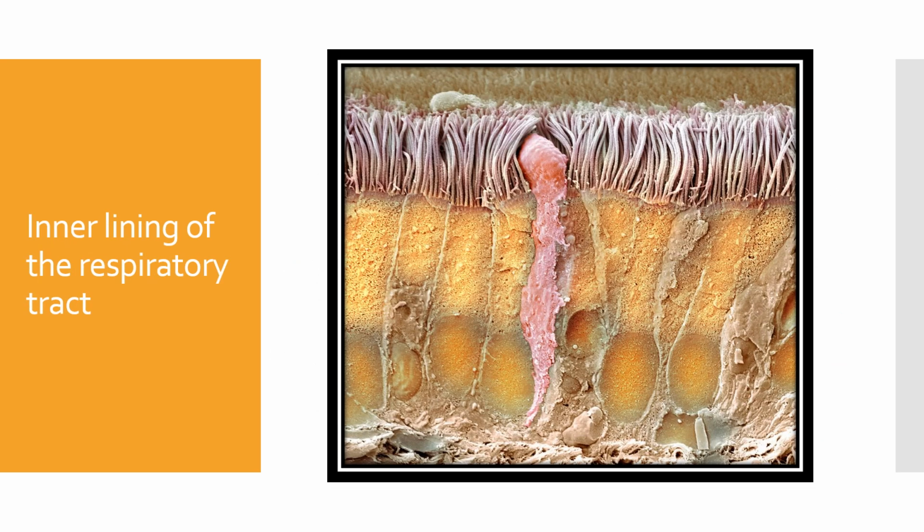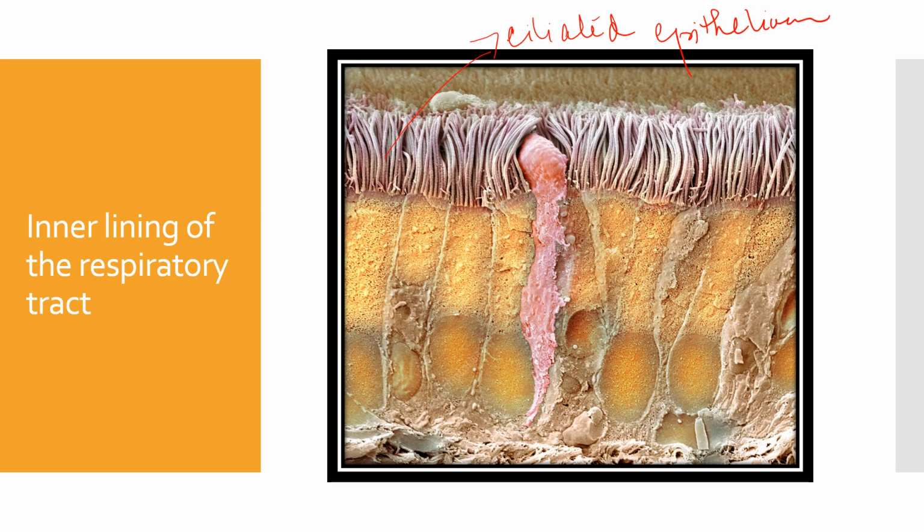Now here comes the inner respiratory tract. How does the inner respiratory tract look? The entire inner lining of the respiratory passage, that is the larynx, the trachea, the bronchi, as well as the bronchioles, is formed of ciliated epithelium. What are all these? These are all ciliated epithelium, that is, it has cilia.